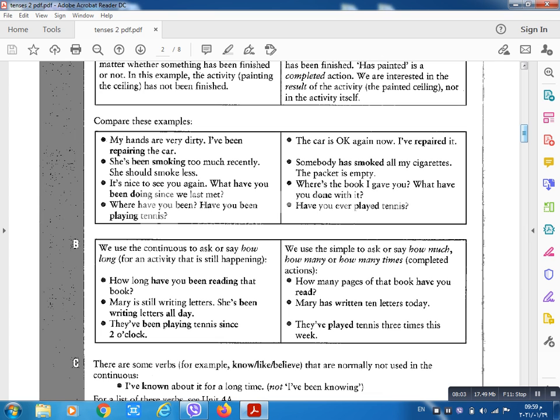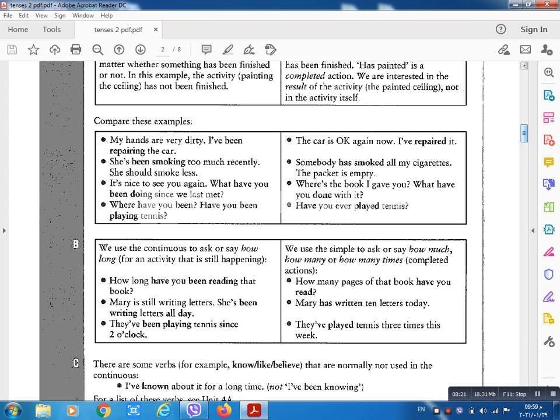What about when I ask how many, or how much, etc.? According to the example, pages are a countable noun. How many pages of that book have you read means I am interested in the action to be a complete action.